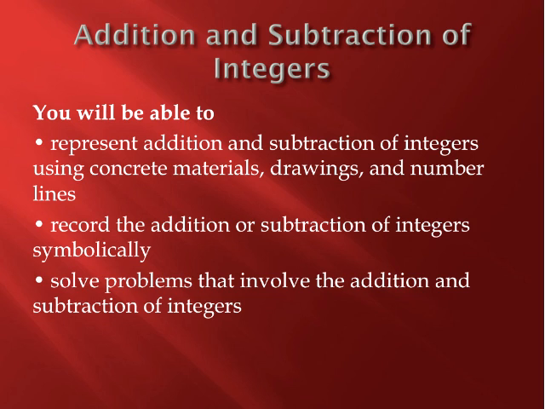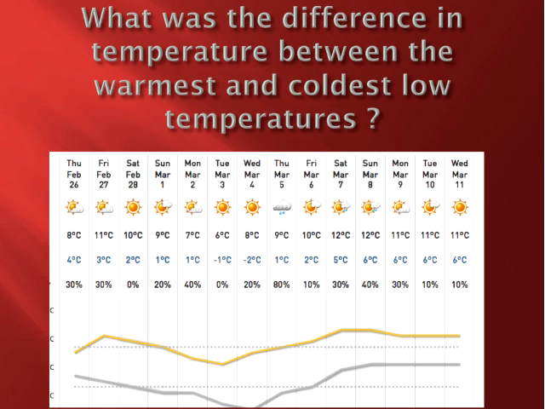By the end of the unit that we're doing this time, and I'm hoping to be done by spring break, you will be able to represent addition and subtraction of integers using concrete materials, drawings, and number lines. So I'm going to show you how to do one of those today. We're going to use some of those concrete materials at next class. We're going to do a little quiz at the beginning to know how much you already know about integers. So we know that you're going to have to be able to record addition or subtraction of integers symbolically. That means just using a regular addition and subtraction statement, and solve problems. So those are the things that we're working on today.